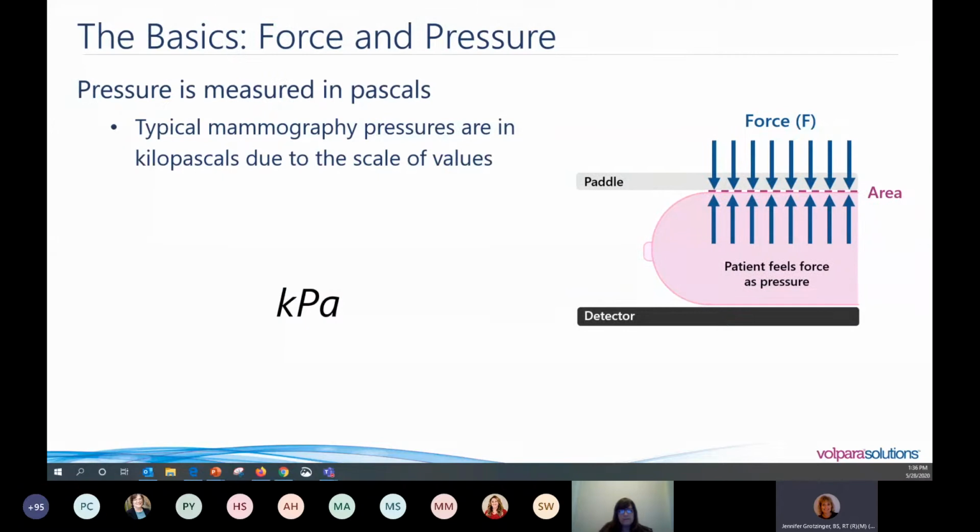In the science world, when they measure pressure, it's measured in a Pascal. But due to the scale of values of things in mammography, it's actually measured in a kilopascal when we refer to it in the mammography world. Think of it similar to a gram versus a kilogram, or a meter versus a kilometer. When you see kilopascals in mammography, or anywhere for that matter, you will see it represented as a small k, a capital P, and a small a, just like you see on the screen here.